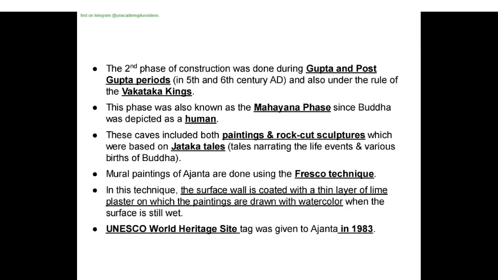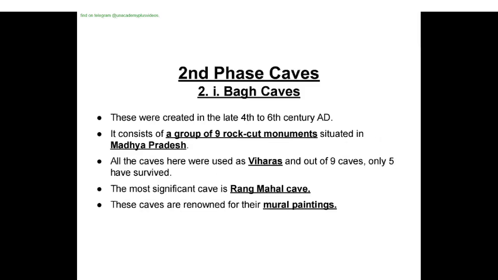Mural paintings of Ajanta are done using the fresco technique. In this technique, the surface wall is coated with a thin layer of lime plaster on which the paintings are drawn with watercolor when the surface is still wet. That is called the fresco technique used for mural paintings in the Ajanta caves. UNESCO World Heritage Site tag was given to Ajanta in 1983.